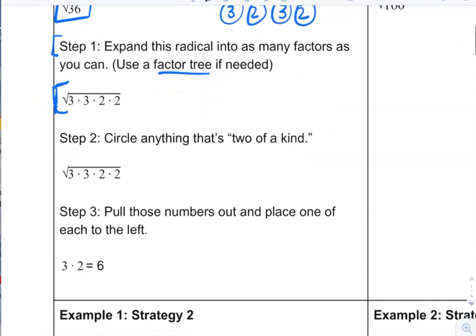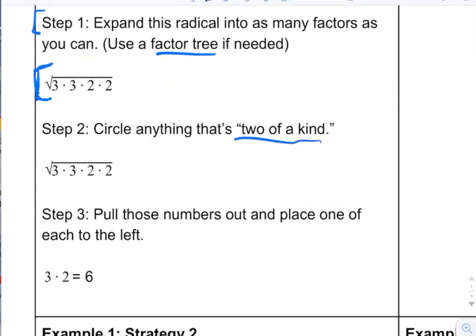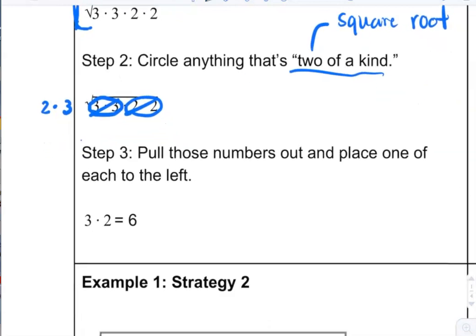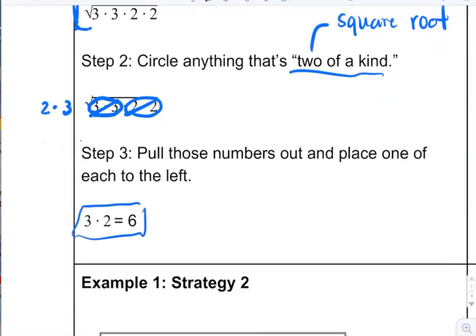Next step will be to circle anything that's 2 of a kind. Okay, because we're dealing with a square root, not a cubed root, not a fourth root or a fifth root, we're finding 2 of a kind because it's a square root. So I have 2 of a kind there, my 3's, 2 of a kind there with my 2's. And then my next step is to pull out the numbers and place one of each to the left. So if you look at what I had here, I cross out the pair, I write one to the left, cross out the pair, write another one to the left, and then 3 times 2 gives me 6. All right.